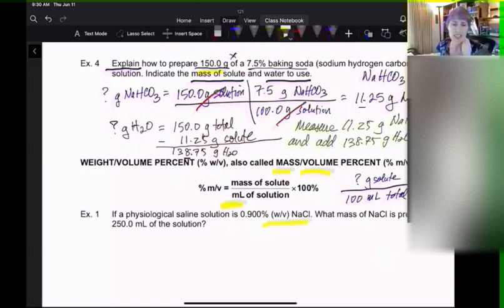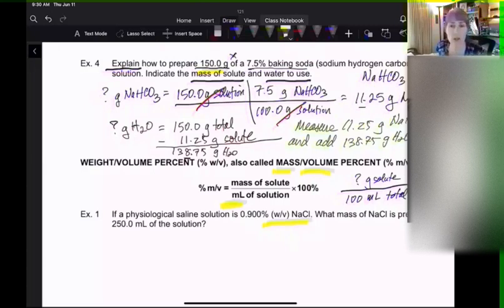We also see it sometimes with our solutions that you might encounter in the health field. So this is a saline solution, maybe for an IV. Sometimes those will be mass volume. It works exactly the same way, but instead of 100 grams below, we put the milliliters.